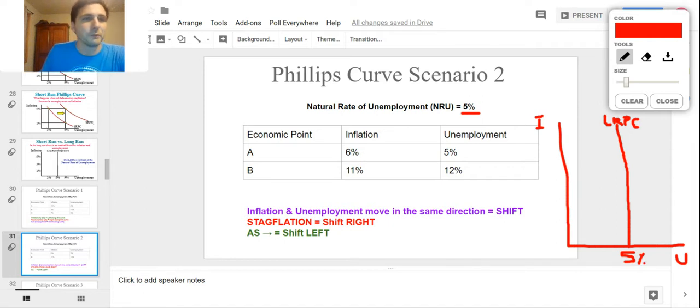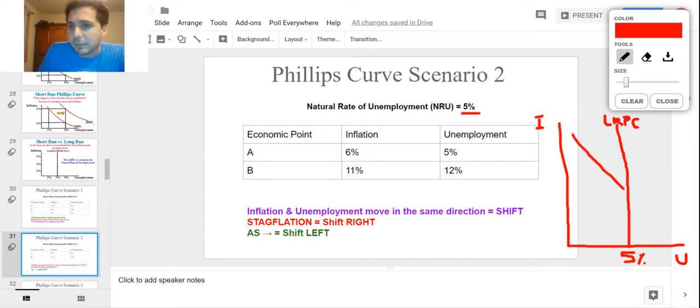So my long run Phillips curve is fixed vertically at that unemployment rate because there are no trade-offs between inflation and unemployment. In the long run, inflation goes up and down, but unemployment ends up right there at the natural rate of unemployment. Even if there's economic growth, the natural rate of unemployment doesn't change. So we won't be seeing that shift like we do in the ADAS model.